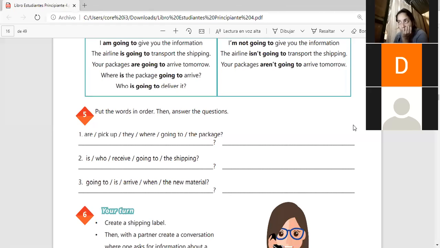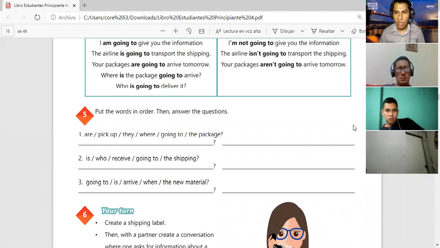So, how do you complete it? Who is going to receive the shipping? That's better. Who is going to receive the shipping? Who's going to receive the shipping? ¿Quién va a recibir el envío? Who's going to receive the shipping? Good. And the last one, let's see.